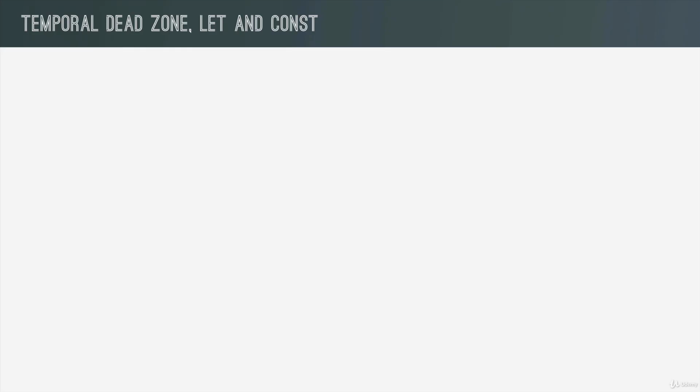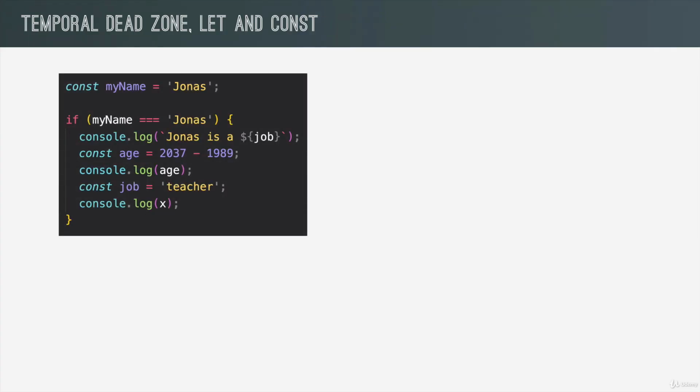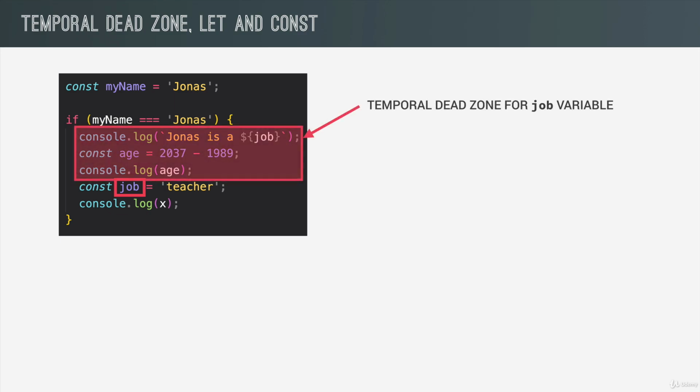Okay, but now before finishing, let's take a more detailed look at this mysterious temporal dead zone. So in this example code, we're gonna look at the job variable. It is a const, so it's scoped only to this if block, and it's gonna be accessible starting from the line where it's defined. Why? Well, because there is this temporal dead zone for the job variable.